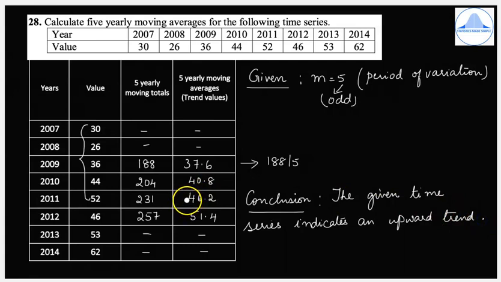So the totals will carry 2 marks. The 5-yearly moving averages also will carry 2 marks, and the positions will carry 1 mark. And if there is a conclusion which has to be written for the problem, then that would carry 1 mark and the other marks will be adjusted accordingly. So 5-yearly moving averages and similarly 4-yearly moving averages is an important question.